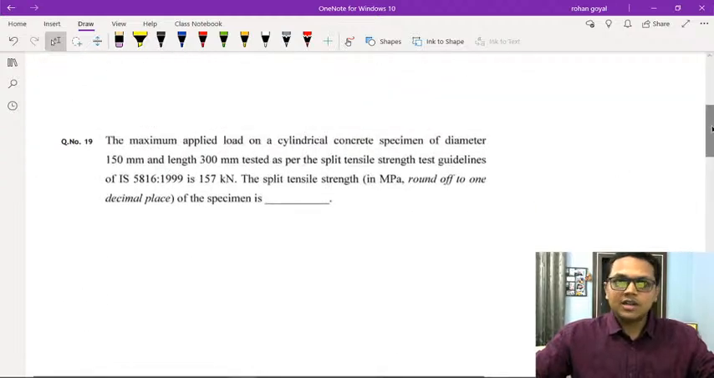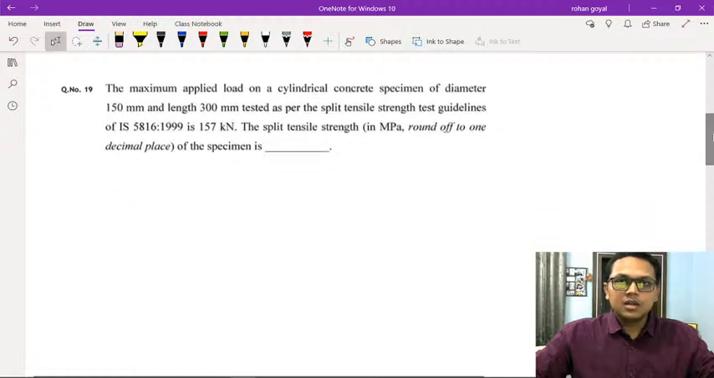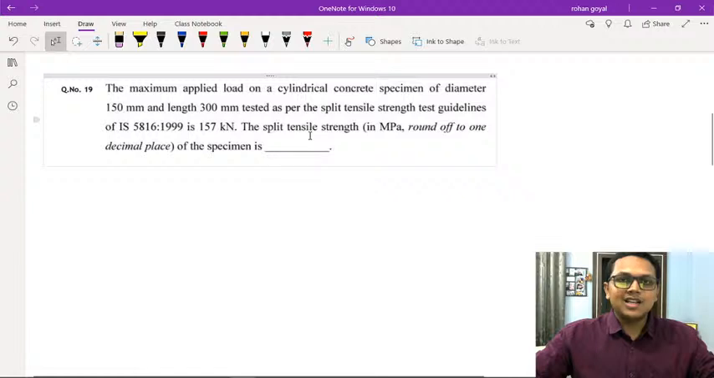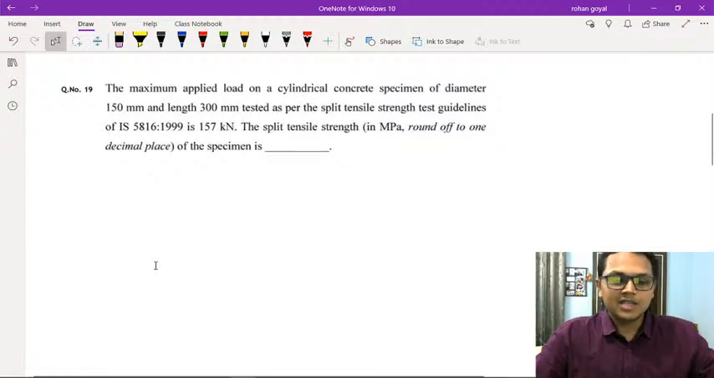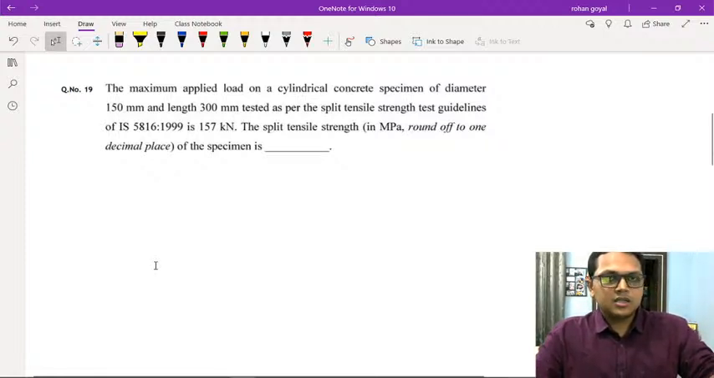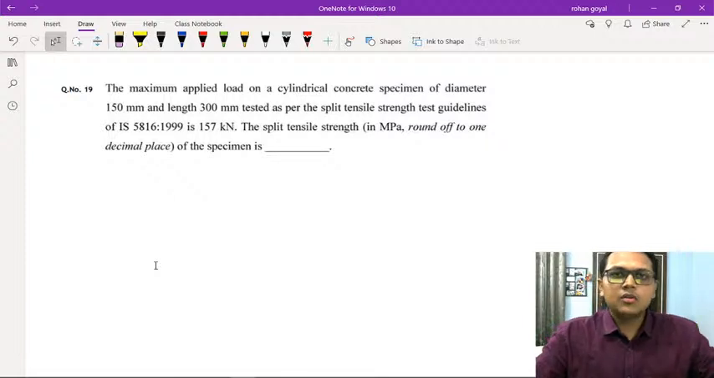The next question over here is on the split tensile strength of the concrete. So first read this question properly and try to understand what the question is saying. And if you know how to solve this question, solve it quickly and tell me the answer in the comment section. Read the question well, try to understand what the question is saying.